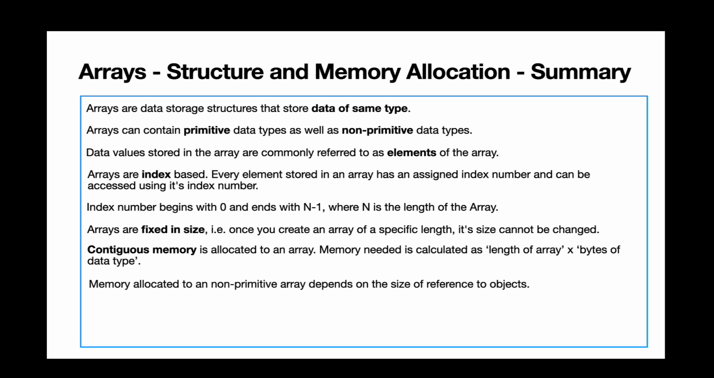Memory allocated to a non-primitive array depends on the size of reference to objects. In a 32-bit machine, object references are allocated 4 bytes. In a 64-bit machine, object references are allocated 8 bytes.